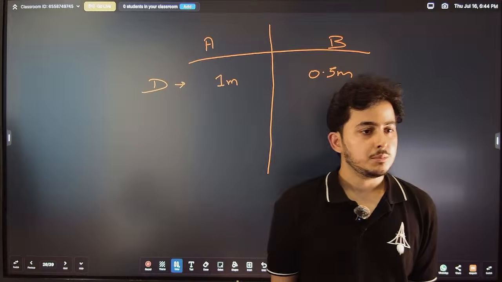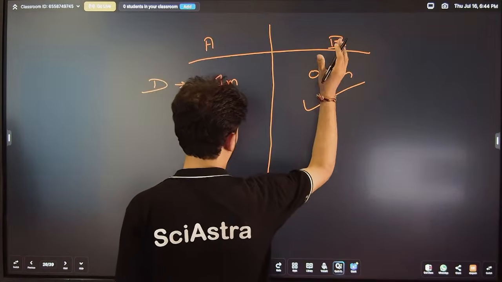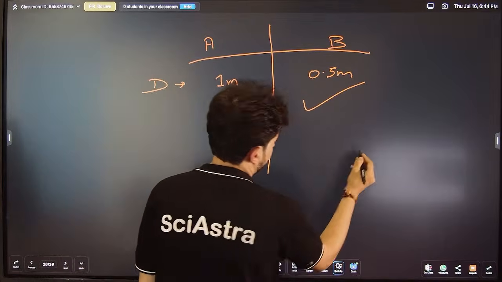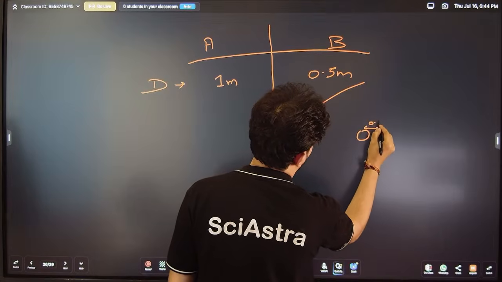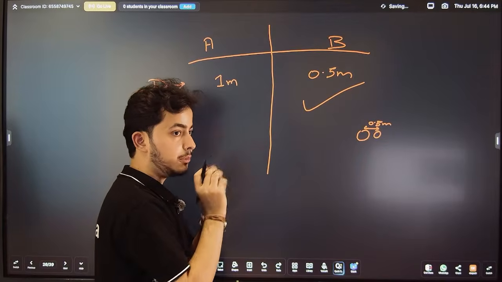So many people are saying B is a better microscope. Absolutely correct. B is a better microscope. Why? Because the limit of resolution is less. Now why? Because it can distinguish objects which are even 0.5 meters apart. Are you understanding this point? It can distinguish objects which are even 0.5 meters apart.